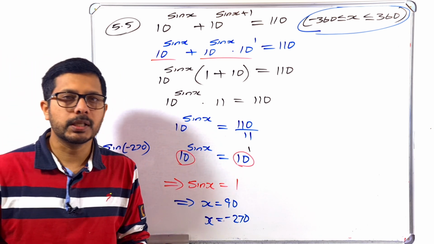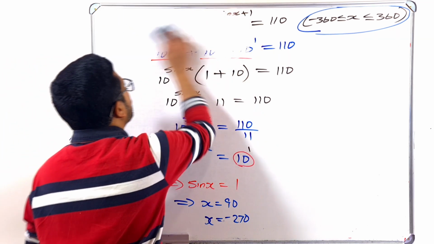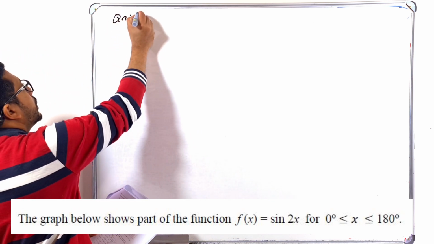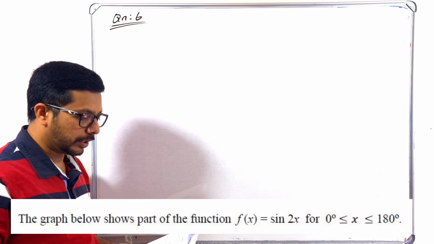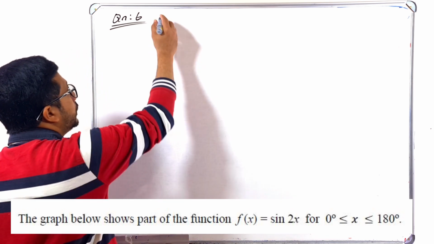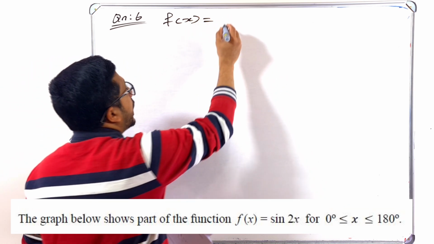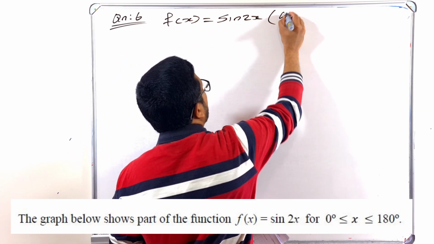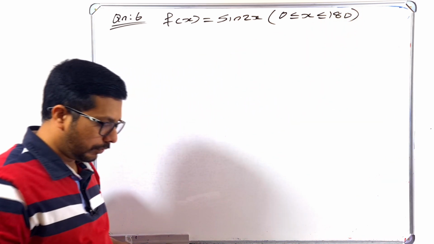Now let's move to question number 6. Okay, now let's move to the next question. Question number 6. The graph below shows part of the function f of x is equal to sine 2x from 0 to 180. So there is a graph drawn, and the equation of that one is f of x is equal to sine 2x, and it is drawn from 0 to 180.